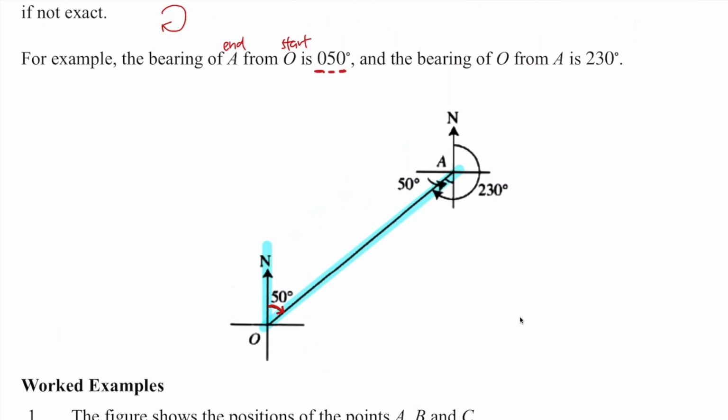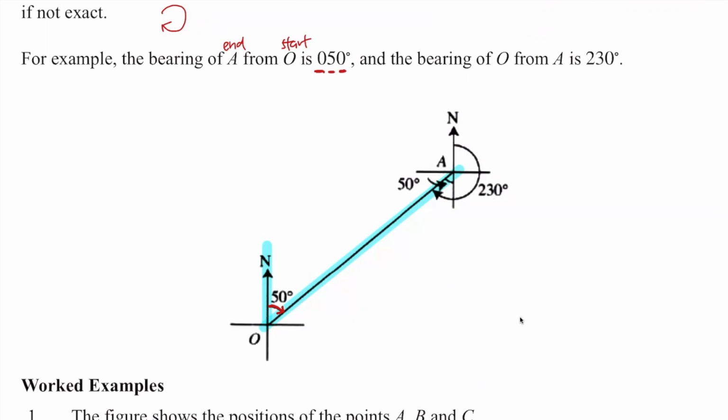Okay, it's very important you know where is the starting point, where is the ending point, where to draw the north line and which angle I'm talking about. So you draw the north line at your starting position and you measure from that north line clockwise to where you want to go.